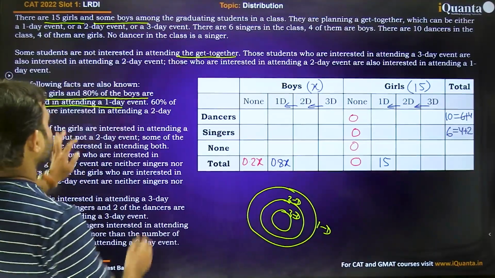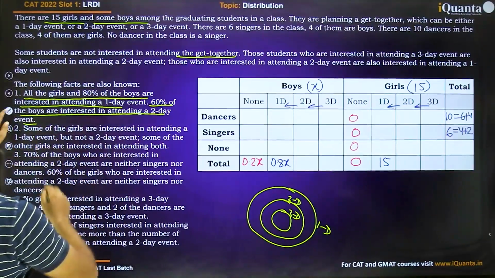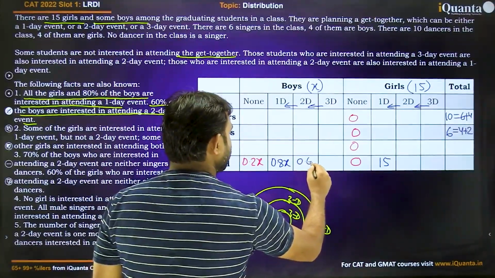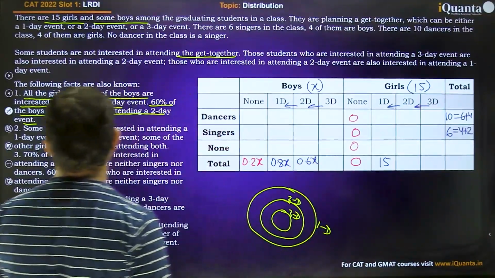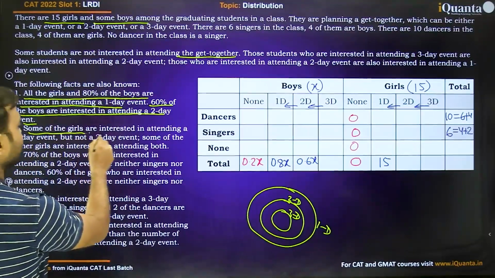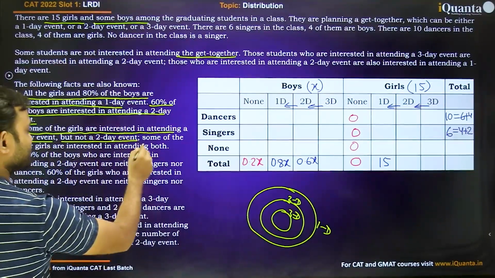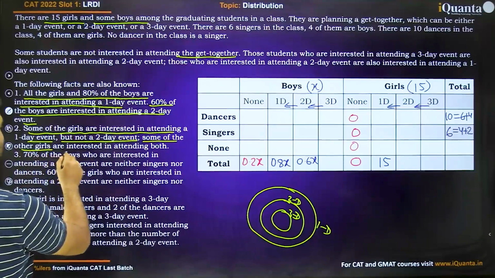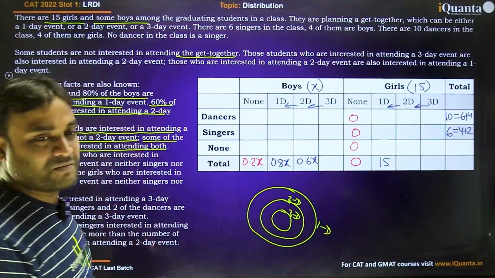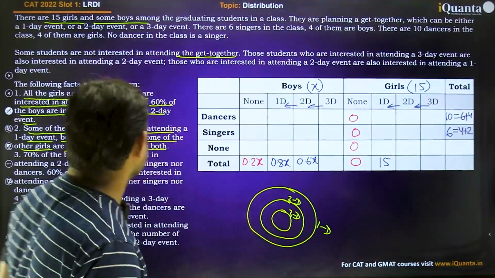Now it says 60% of the boys are interested in attending a 2-day event. So 0.6x. Next it says some of the girls are interested in attending a 1-day event but not a 2-day event. Some of the other girls are interested in attending both. So this statement doesn't say much because we know that already.